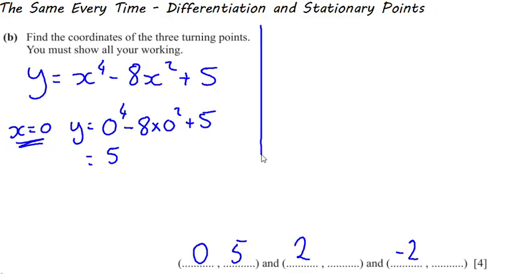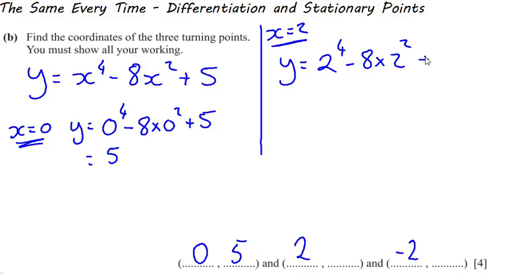And the next one is when x equals 2. When x equals 2, we must find the y value. And we're just going to put x equals 2 into my y function there. So that's going to give me y equals 2 to the power 4 minus 8 times 2 squared and plus 5.